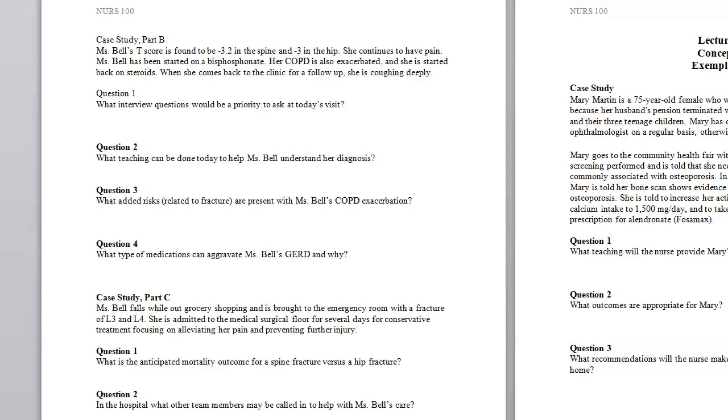Interview questions that would be a priority at this time would be, are you taking the bisphosphonate medication as prescribed? How long will you be taking the steroid medication? How long have you been coughing? Has your back or hip pain changed since you've been coughing? And what are you using to control the hip and back pain since your last visit? Are you using an assistive device when you walk?